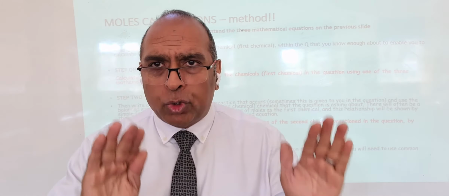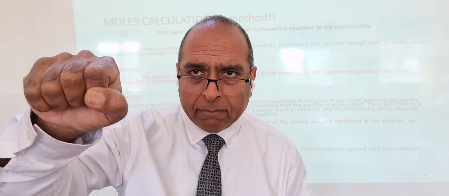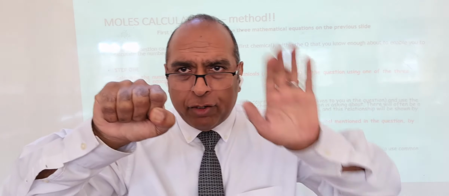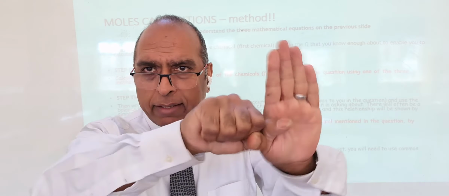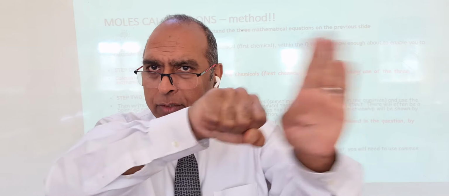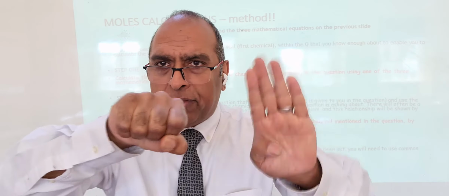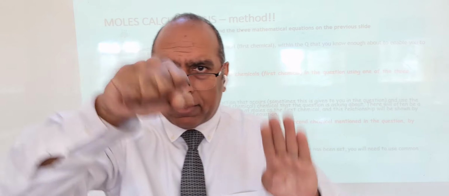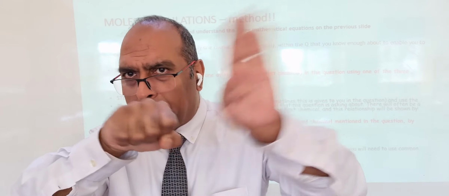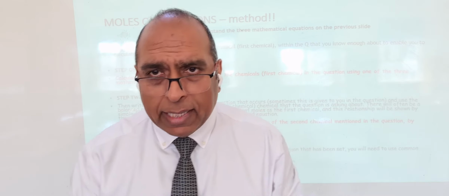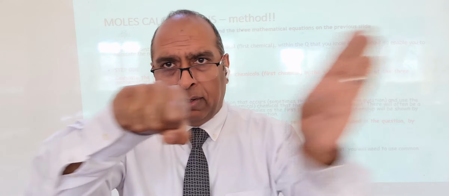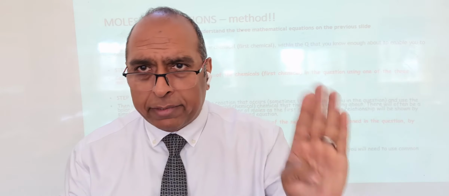in every moles problem, you have one chemical here. And then you have another chemical here. Like fist reacts with hand. Like one chemical reacts with another chemical. And they give you information about one chemical, like the fist, and they want you to work out something about the hand. So the moles calculations are always: first chemical, work out something about the second chemical.